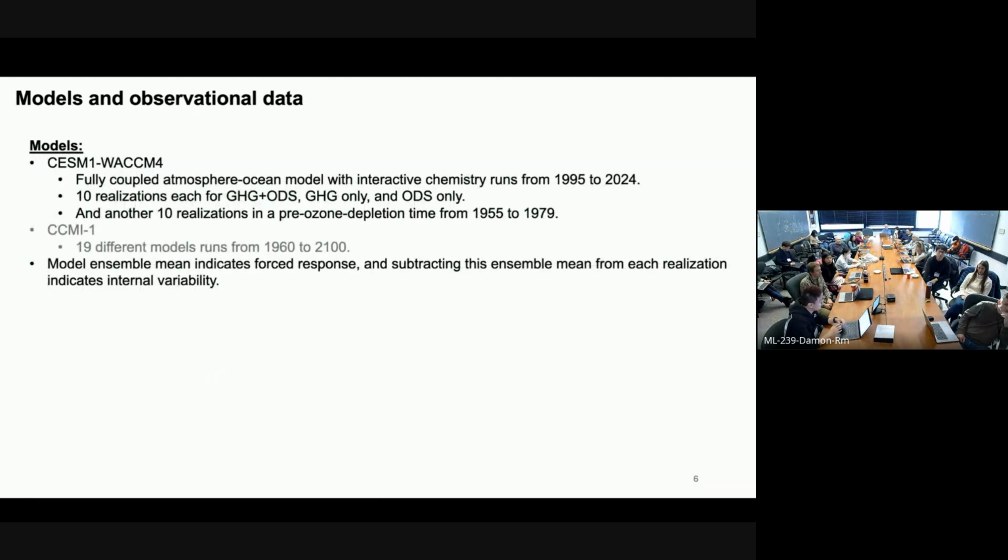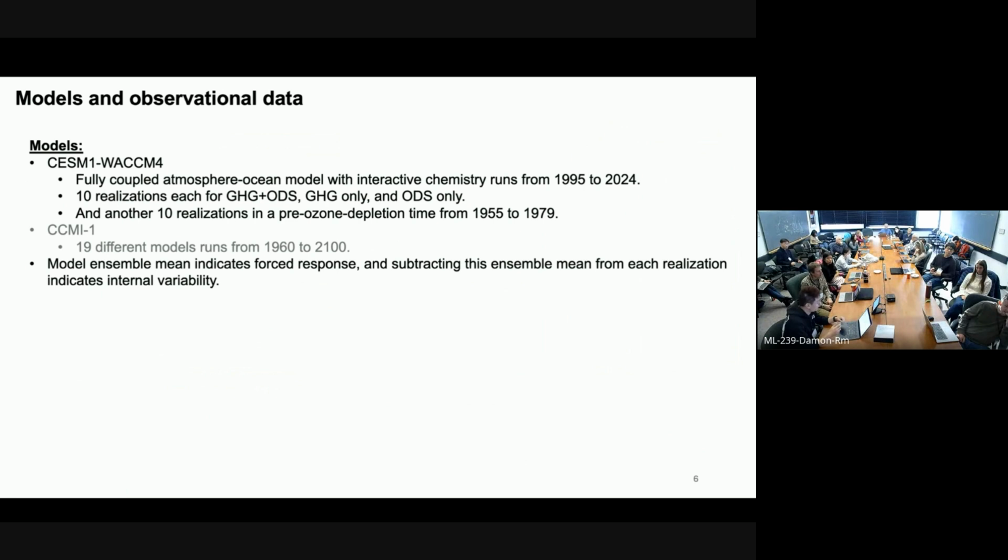The model we used in this study is based on CESM1 WACCM4. It's a fully coupled atmosphere-ocean model with interactive chemistry that runs from 1995 to 2024. There are 10 realizations each for the greenhouse gas plus ODS forcing, the greenhouse gas only forcing, and the ODS only forcing. We also have another 10 realizations of the pre-ozone depletion time that run from 1955 to 1979. We also compare a suite of 19 different models that participated in CCMI-1, but most of the results I'm showing today are based only on the WACCM simulations.